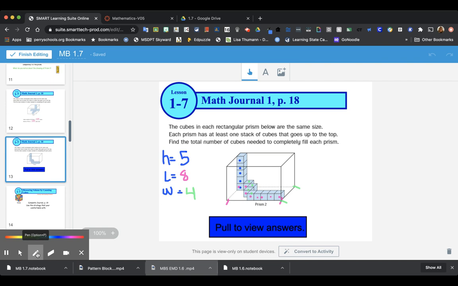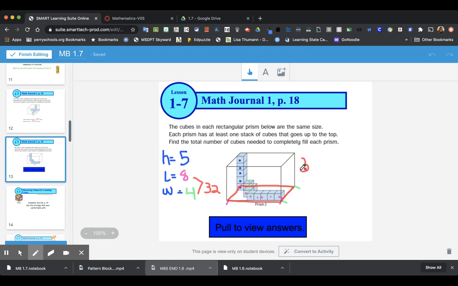So another way of thinking about this is if we filled up the entire base with cubes, what would we have? So I know length times width would be area. So we're going to take 8 times 4, which is 32. It would take 32 cubes to fill the entire base. So then I'm going to have 5 layers of 32.